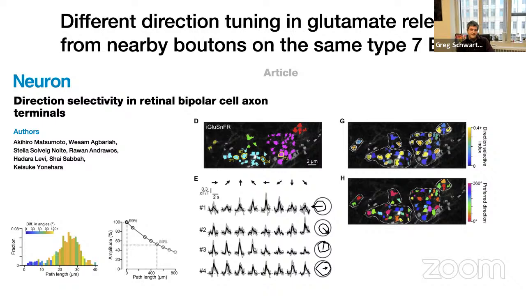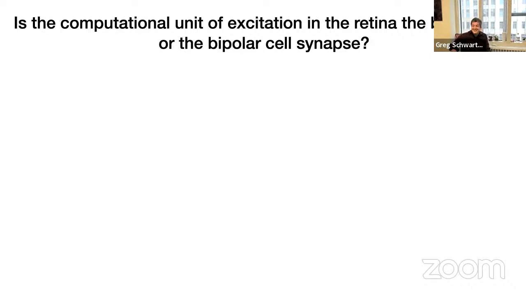I wish I had a better answer for you than this. I wish I could tell you how it works. We're hopefully going to talk about that and speculate about that together. But let me take a step back to the bigger picture here. I tried to answer the question: is the computational unit of excitation in the retina the bipolar cell or the bipolar cell synapse? There are 15 bipolar cell types in the mouse.